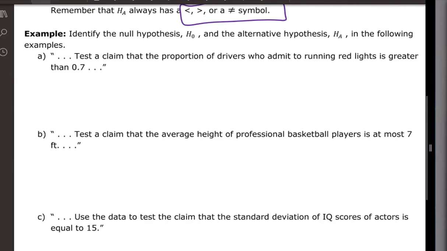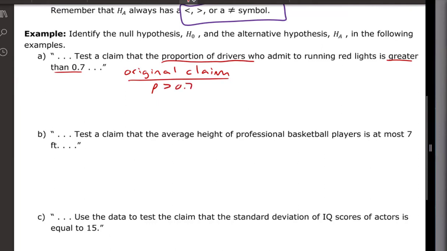So we're trying to see, maybe somebody claims that the percentage of people who run red lights is more than 70% of people. Well, we can actually use data we collected to test that. Maybe we ask people around our college, do you run red lights or not? Anyway, what we're going to do is test a claim that the proportion of drivers is greater than 0.7. That is going to be my original claim. So I want to write a symbolic form for that: P is greater than 0.7.